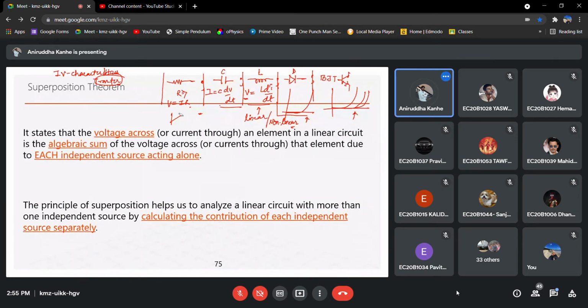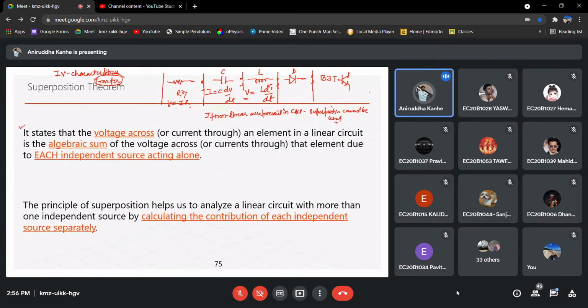Is it fine? Shall we go ahead now? Yes, sir. That means what? If your circuit has a non-linear element, you cannot apply the superposition. If non-linear elements are connected or present in the circuit, superposition cannot be used. It's very simple, right?